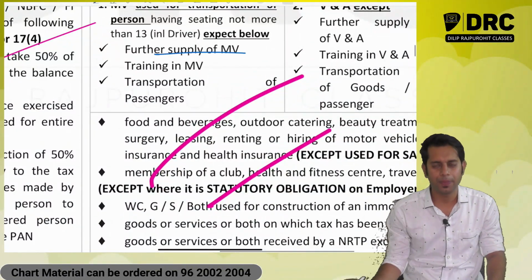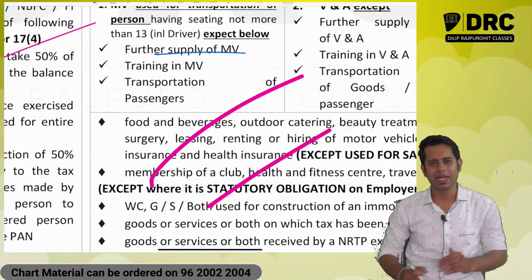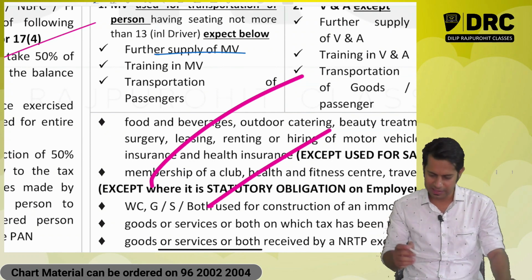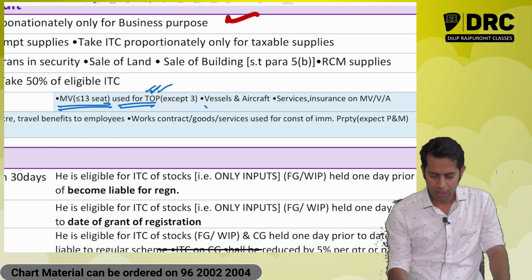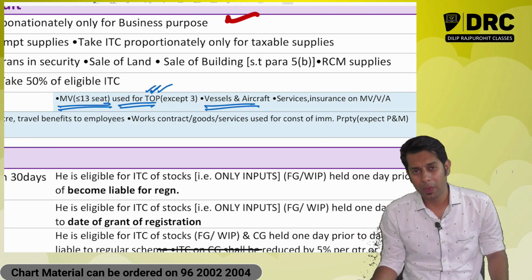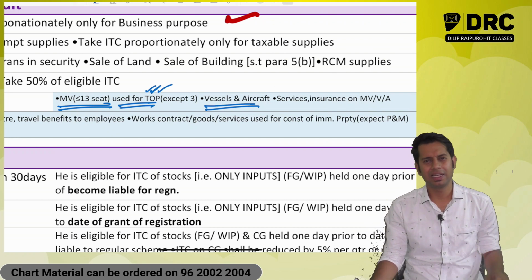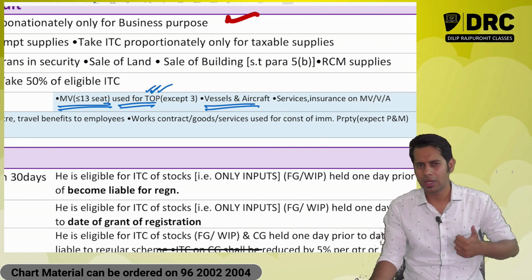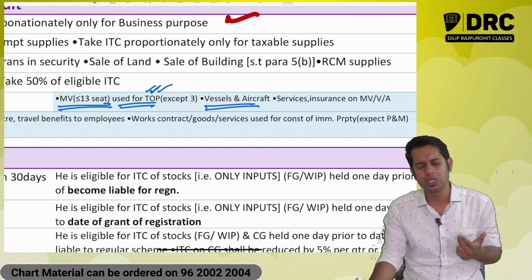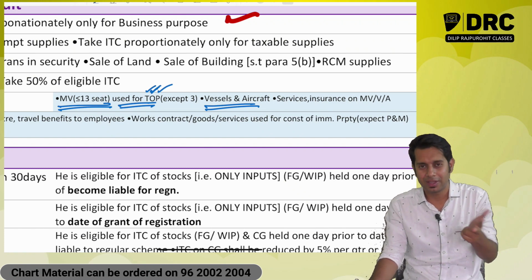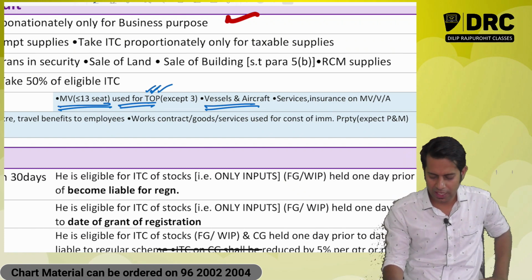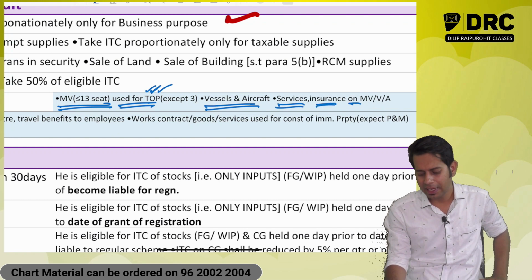If it is used for further supply of that motor vehicle, further supply can be, say, I am a person who is a dealer of that motor vehicle, etc. Then ITC cannot be taken by you on vessels and aircraft unless it is used for transportation of passengers or transportation of goods, or it is used for further supply of that vessels and aircraft, or training in that vessels and aircraft.